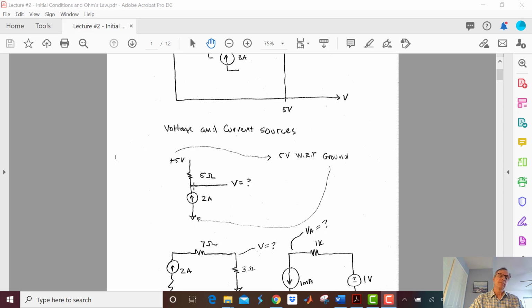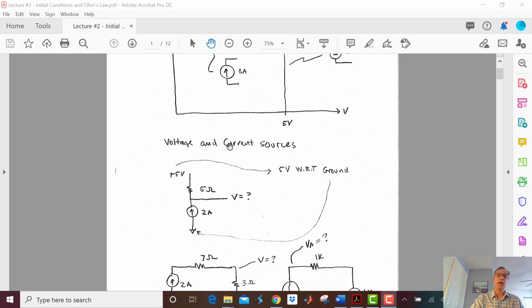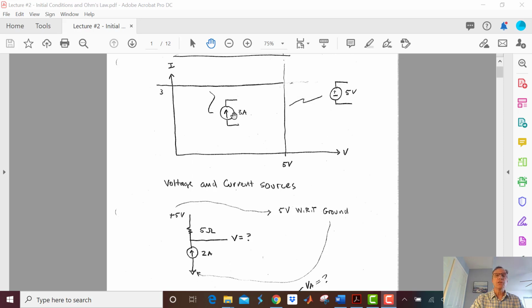Does that make sense? Yeah, because the 2 amp current source will put out whatever voltage it needs in order to get that 2 amps out. In this case, it needs to put out 15 volts. On this graph, 2 amps would be here, 15 volts would be about here, and that would be our operating point for our current source.